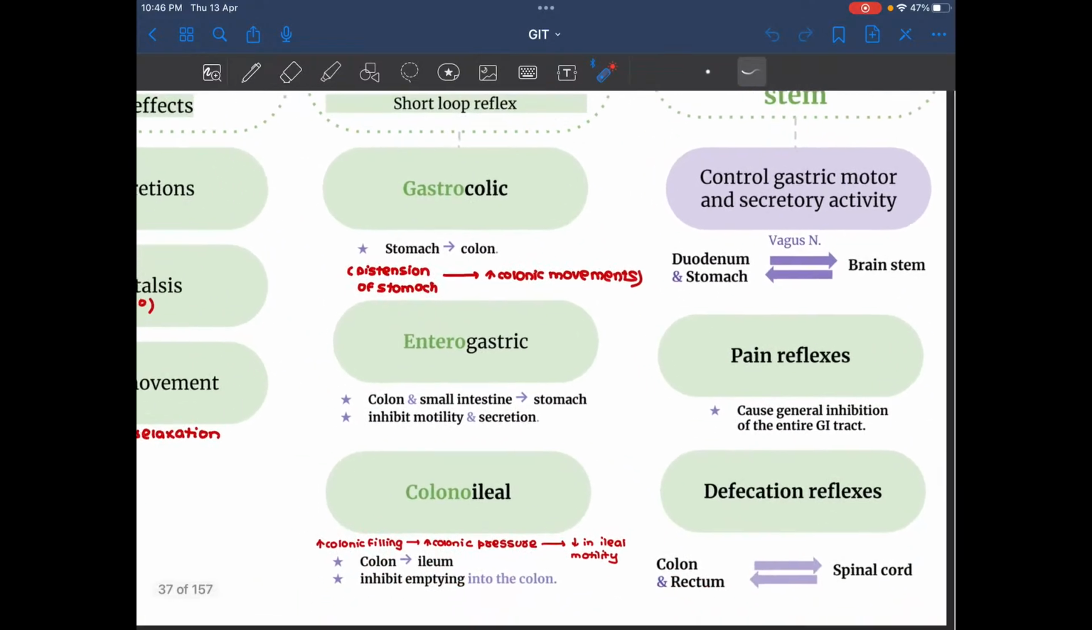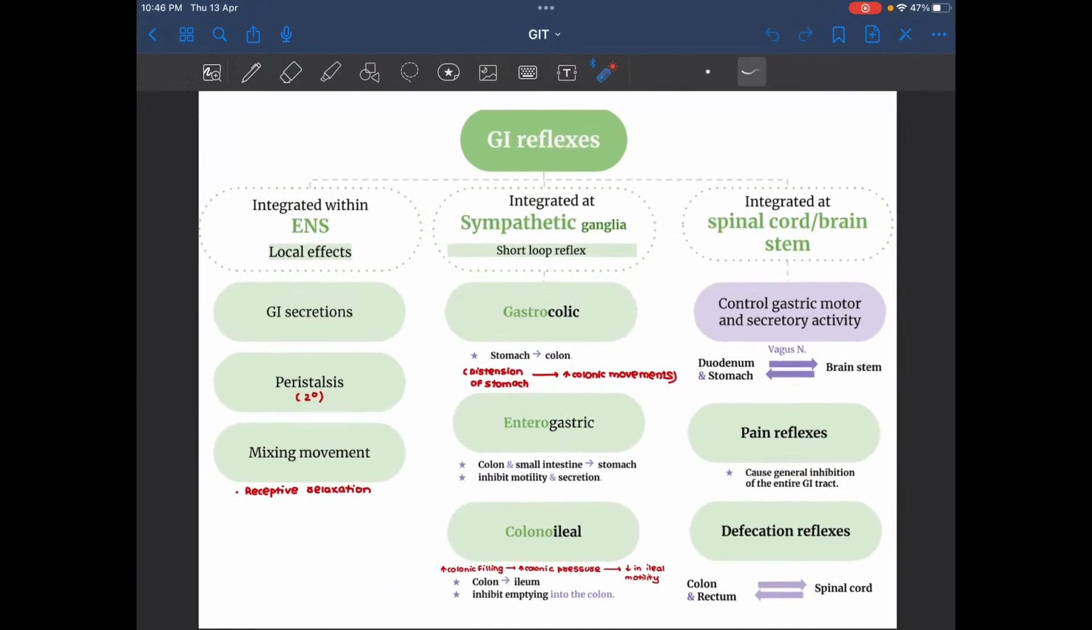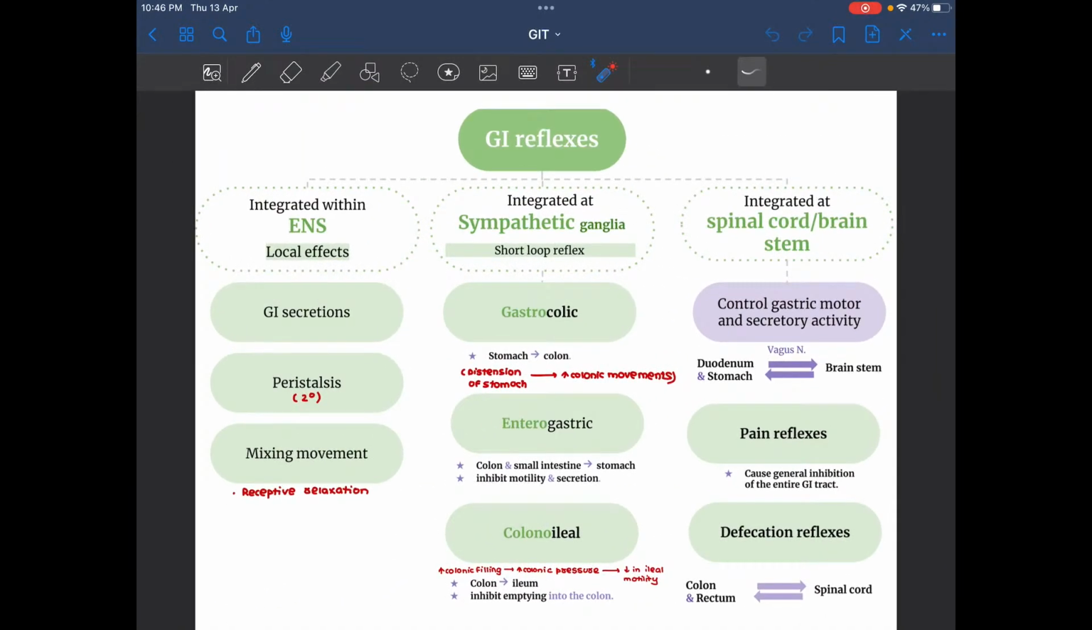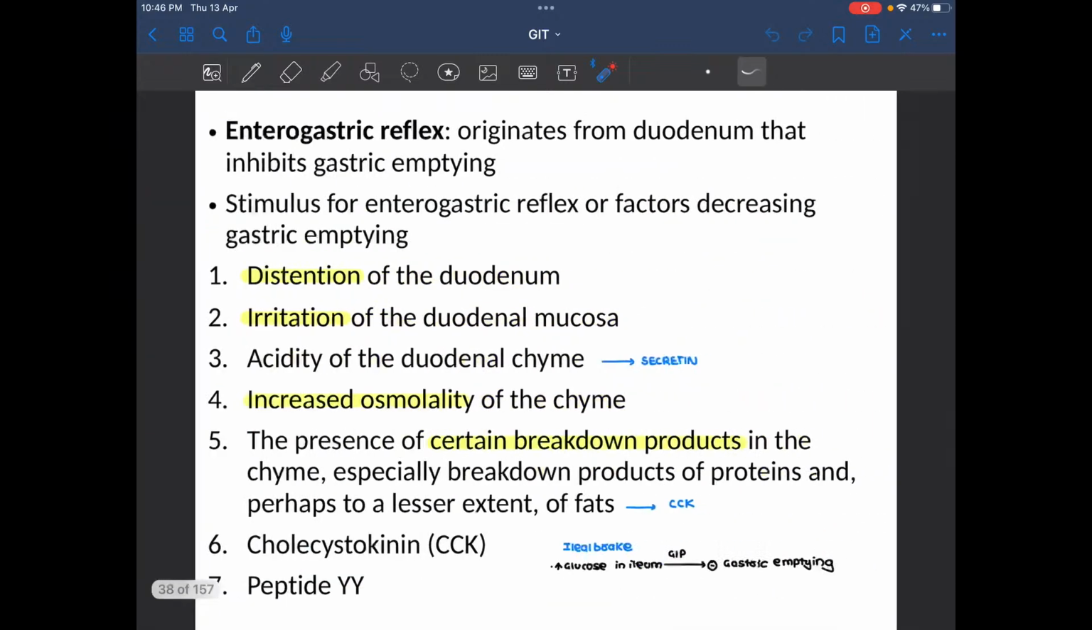Then you have some other reflexes. Obviously, we have the defecation reflex, which is a prime example of a reflex which is getting integrated at the spinal cord level or the brainstem level. Okay. So what is this enterogastric reflex? Enterogastric means entero, your small intestine, gastric, meaning a reflex acting on the stomach. So what's happening is it's originating from the duodenum and it's going to inhibit your gastric emptying. Okay. Inhibit your gastric emptying.